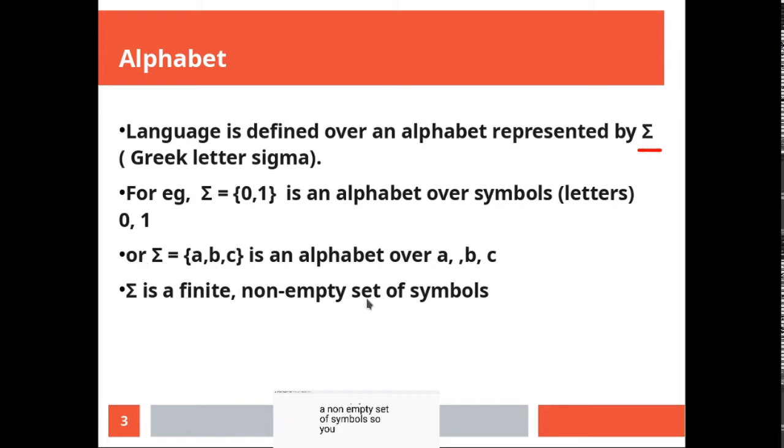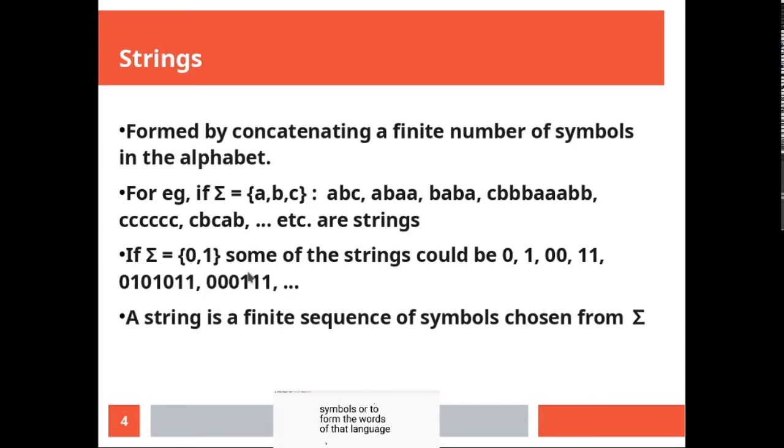So we will be first defining the language over an alphabet. So what input symbols this particular language will have to form the words of that language will be given by sigma. Whatever you write in this particular set will be the input symbols to form the words of that language. Now strings are formed by concatenating a finite number of symbols in the alphabet.